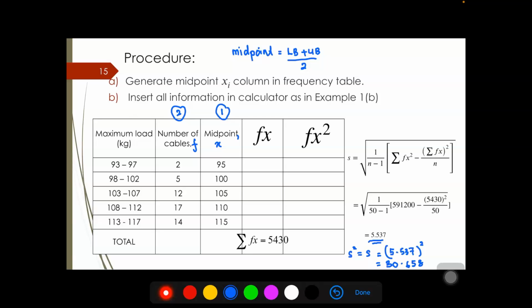You need to take into account that the value of variance should not be negative. Why? Because the value of standard deviation has been squared, and anything that is squared, negative will become positive.